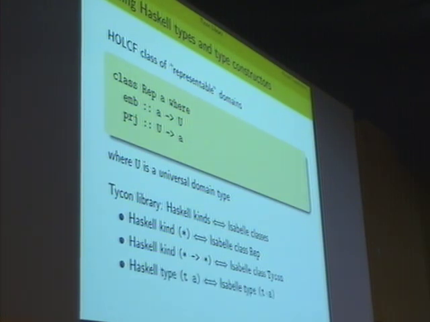And then finally, we also have a type application type constructor. This is really a binary type constructor in Isabelle that we write with infix dot, and that is used to represent type application. So here T is in class Tycon, and A is in class rep, and then the type T dot A is again in class rep.